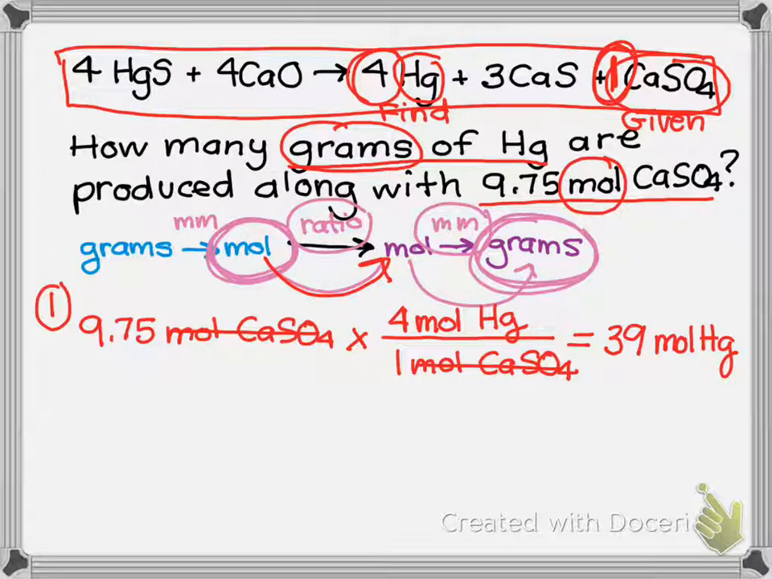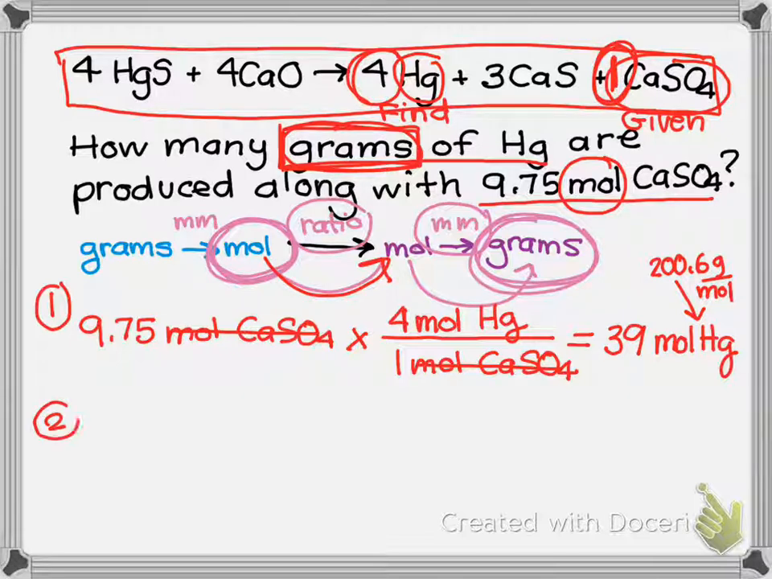Now, that's not my answer. I just did the first step. I used the ratio, so now I have moles of mercury. But if you come back up to the problem, I have to go to grams. And from a previous chapter, we know to go from moles to grams, we need the molar mass. So the molar mass of mercury, I don't have to add up any, is 200.6 grams per mole.